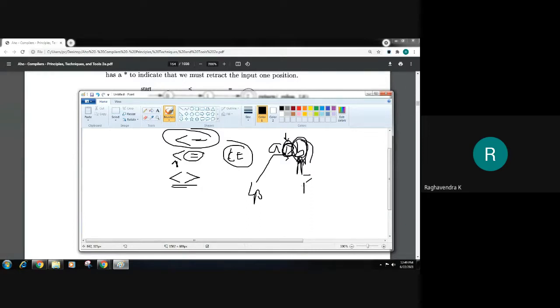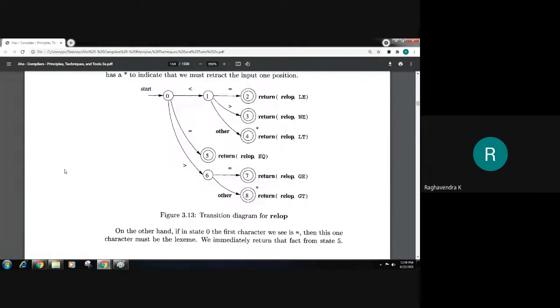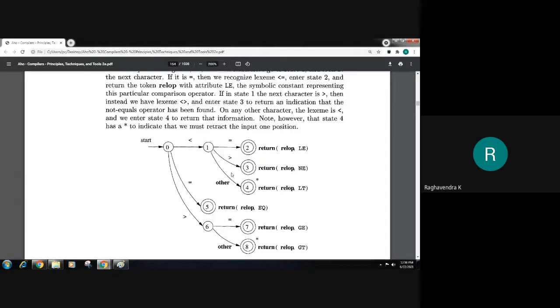So what we do is we retract the pointer by 1. This does not happen with less than or equal to, because lexeme begin will be here. As soon as I see the equal to symbol, obviously from lexeme begin to forward, whatever is there, that is the relational operator. Okay, so only in the less than case and the greater than case, we will have to retract our forward pointer back.